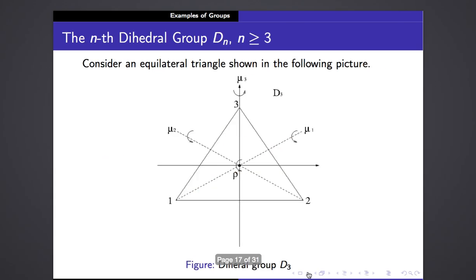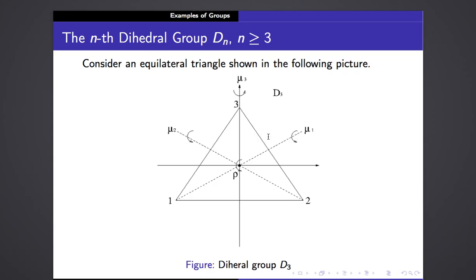Okay, so moving on. The next example is, by the way, these are all important examples of groups. Next one is the nth dihedral group, denoted by D sub n for n greater than or equal to 3. So let us consider an equilateral triangle, which means a triangle with all three sides of the same length, as shown in the following picture.